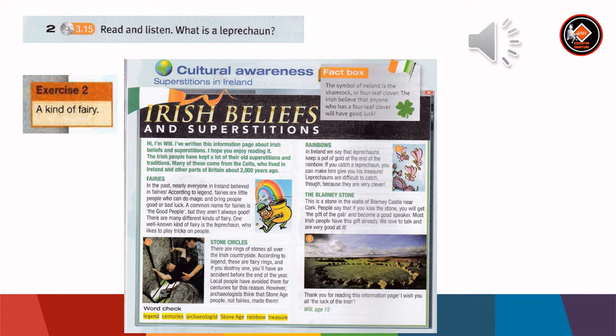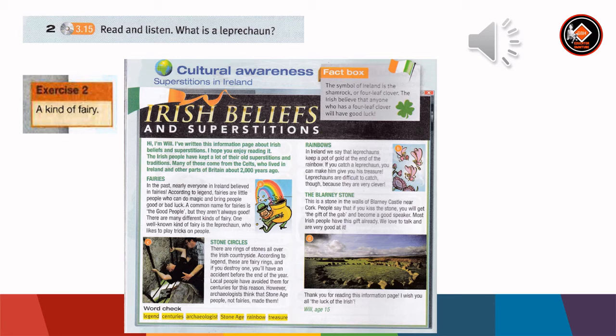Unit 8. Cultural Awareness. Superstitions in Ireland. Exercise 2. Irish Beliefs and Superstitions. Hi, I'm Will. I've written this information page about Irish beliefs and superstitions. I hope you enjoy reading it. The Irish people have kept a lot of their old superstitions and traditions. Many of these come from the Celts, who lived in Ireland and other parts of Britain about 2,000 years ago.